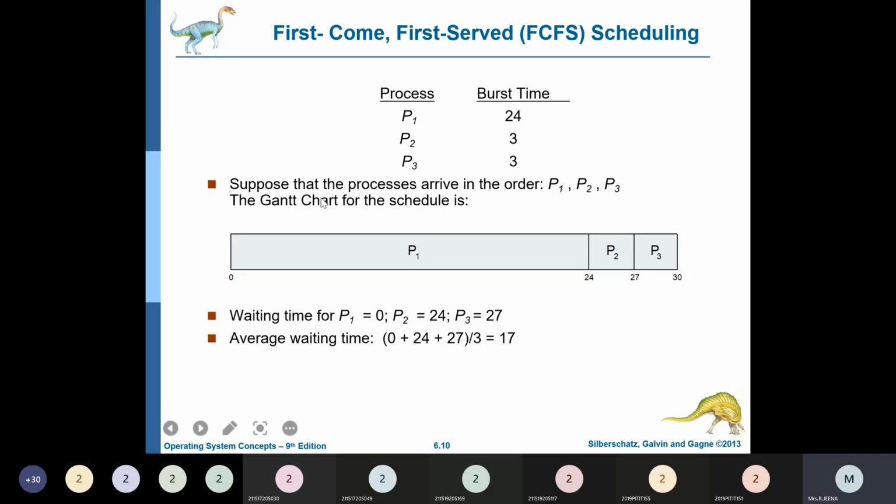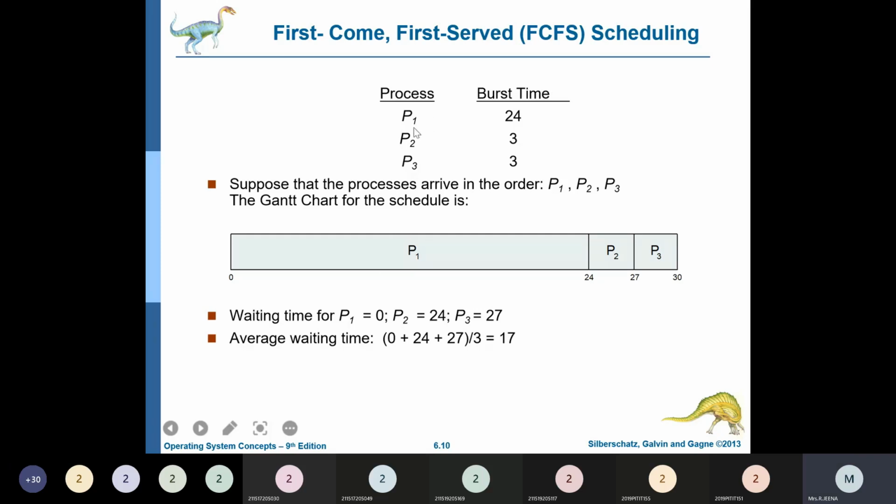So we'll see here a Gantt chart. First P1 arrives, which needs 24 units, so it takes 24 units. Then comes P2, then comes P3. What happens here? P2 and P3 suffer from starvation. They are not processed. They need only 3 units, but they have to wait for 24 units to complete. That is the disadvantage of first come first serve.